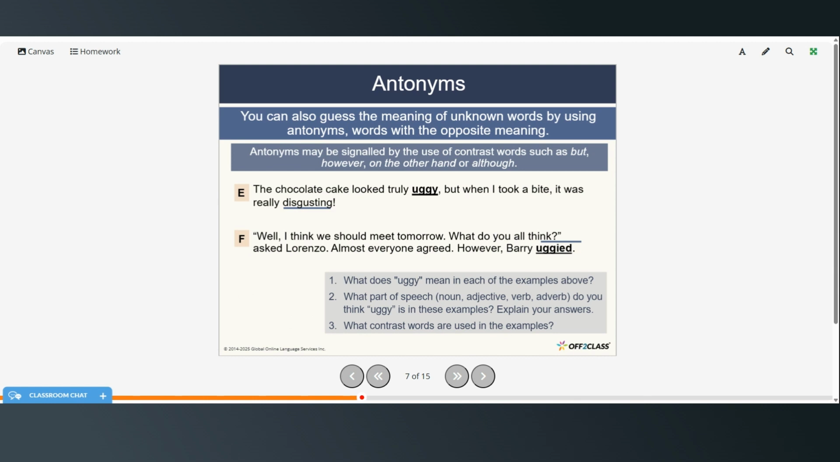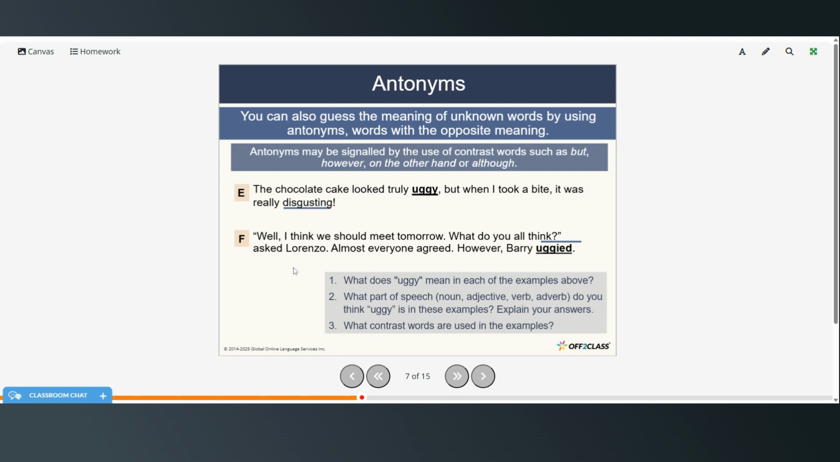Okay, and you can also guess the meaning of unknown words by using antonyms, words with the opposite meaning. Antonyms may be signaled by the use of contrast words such as but, however, on the other hand, or although. So the chocolate cake looked truly ugly, but when I took a bite, it was really disgusting. So here, ugly probably means very good. It looked like it was going to be good, but when they took a bite, it didn't taste good at all. So here it's the opposite meaning.